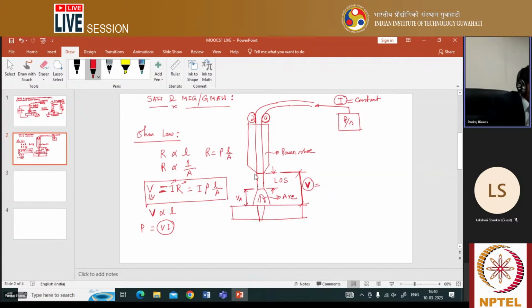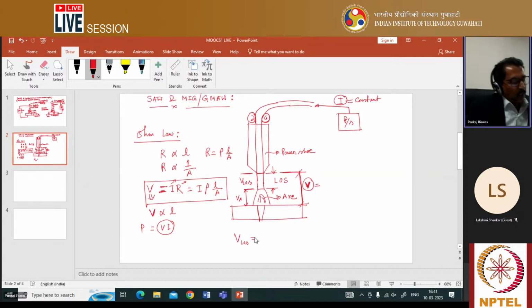In the length of stick out region, you also get a voltage, which is called VLOS. Try to understand this, Lakshmi. I am explaining these things clearly. There is a length of electrode which is coming out ahead of the power shoe, so that creates a voltage difference. That is called voltage due to length of stick out.